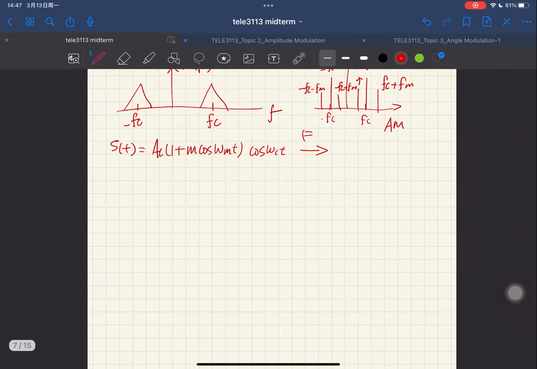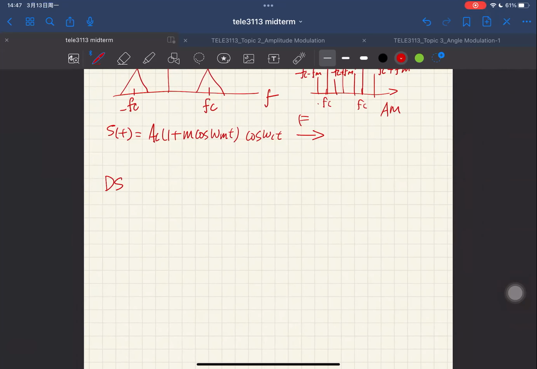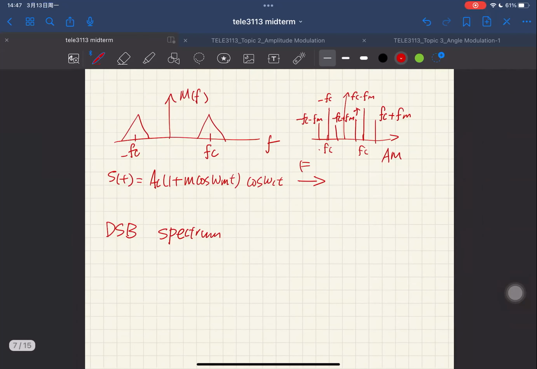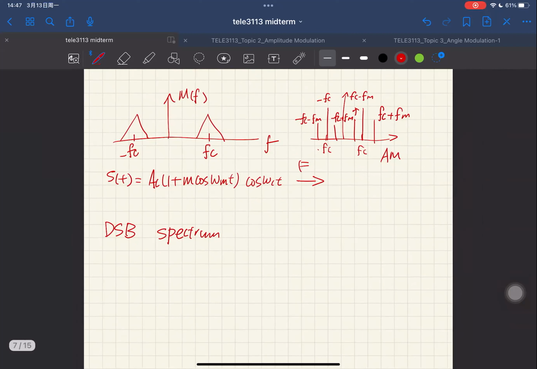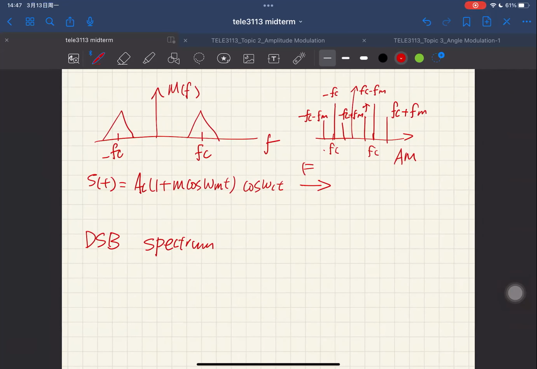So if you look into your DSB spectrum, it's going to be a little bit different to the amplitude modulation spectrum, because for the DSB, the reason why we're using it is we don't want the carrier frequency components, because the carrier frequency component essentially will cause spectrum efficiency to be a little bit lower. So that's the reason why we're trying to get rid of the carrier component.